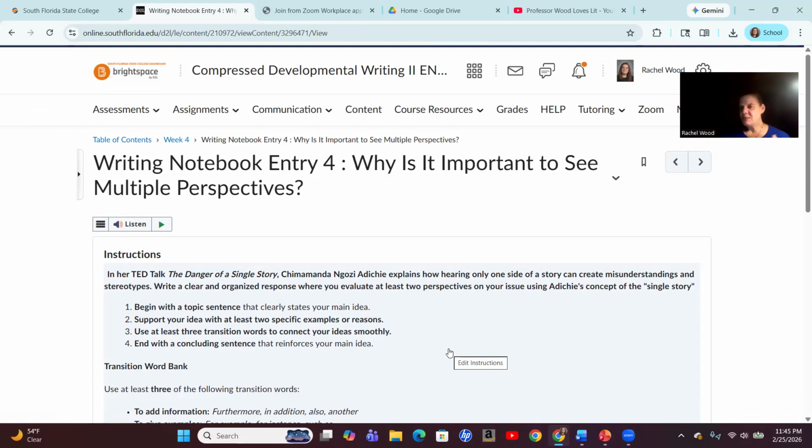I'm also going to be looking for the fact that you use at least 3 transition words to connect your ideas and not randomly placed.